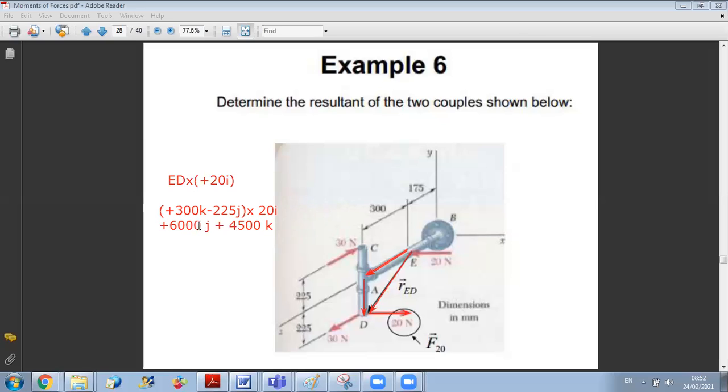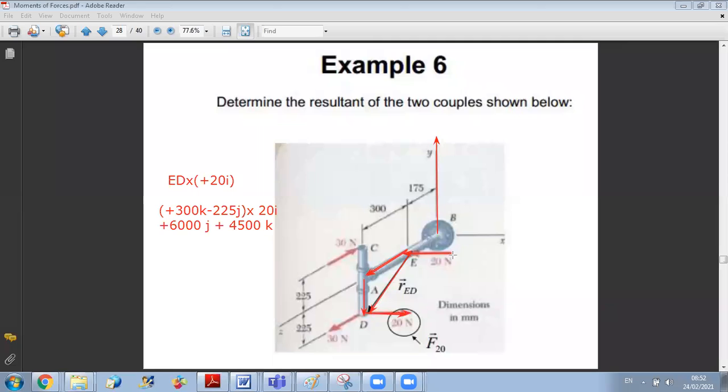The moment about j represents what? It represents the moment about the y-axis. So now let us try to find together the resultant moment about the y-axis. If I want to find the moment about y, I have two forces. I have this force and this one.